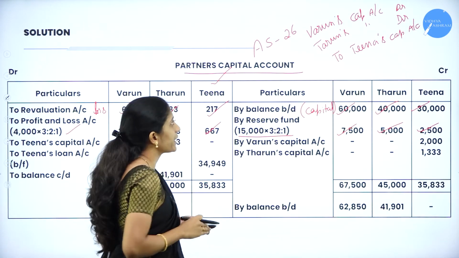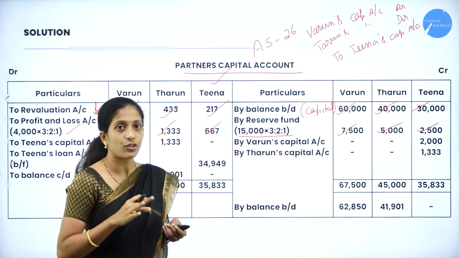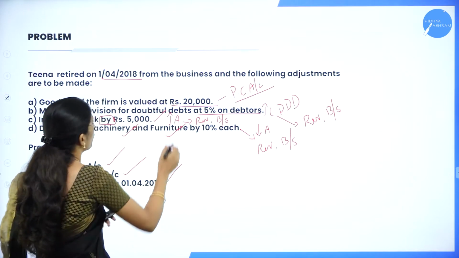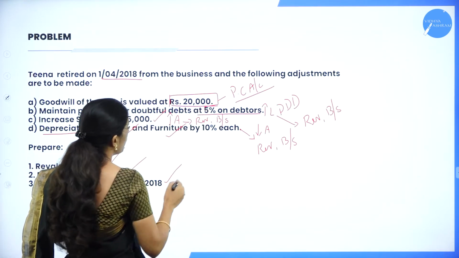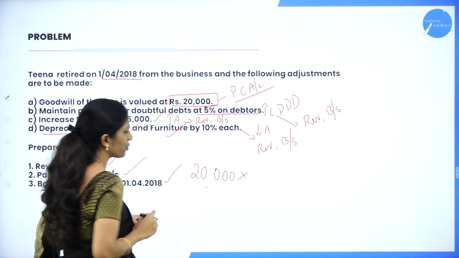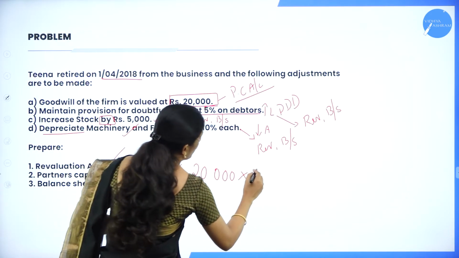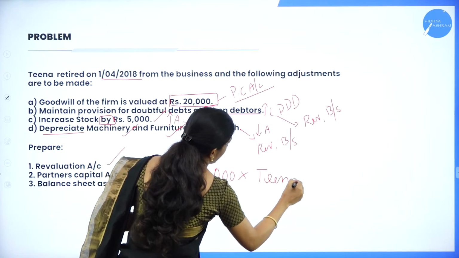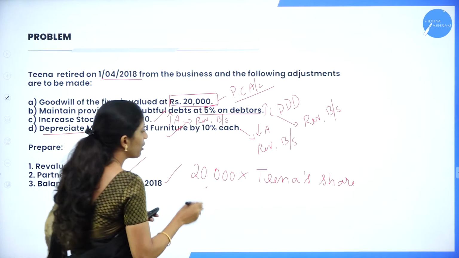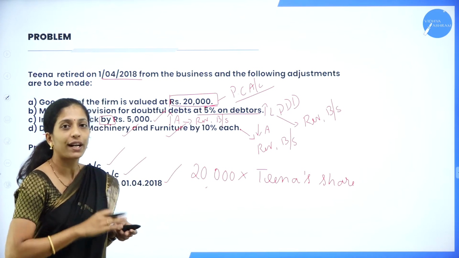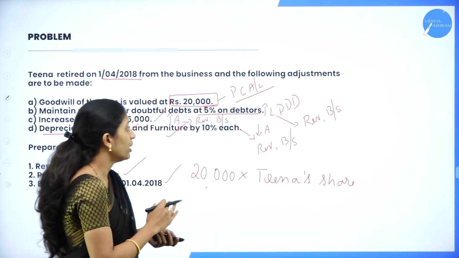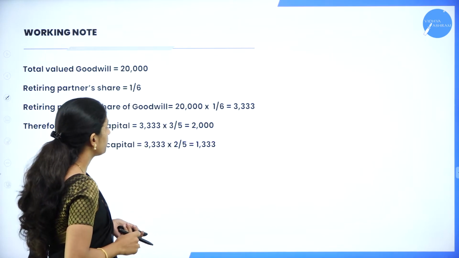So this is the journal entry for treatment of goodwill. Now as I've already told you, they will give the valued goodwill. If you see the question here, they have given valued goodwill 20,000. Now take this 20,000 and calculate the retiring partner's share, that is Tina's share. Tina is a retiring partner, so if you calculate, you will get the amount. That amount has to be distributed among the remaining partners in which ratio? In gain ratio.